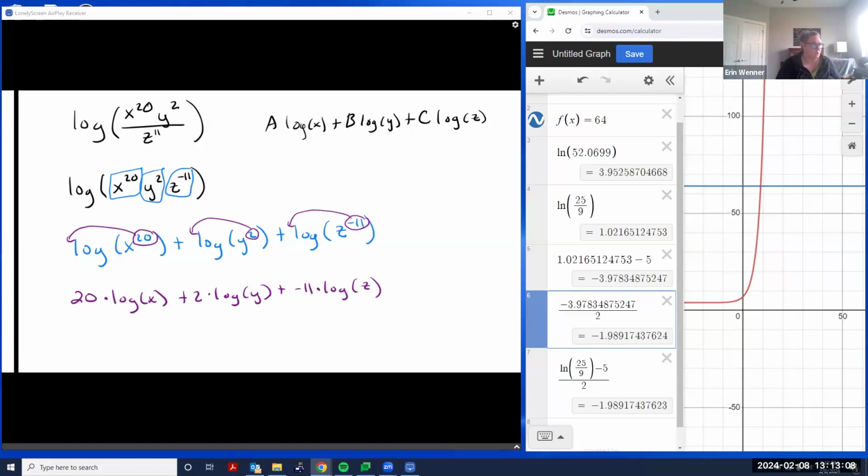Okay, so they had wanted you to write it in this way, and then they said, okay, identify what A, B, and C are. A is 20, B is 2, and C is negative 11, right? Because those are the values that are in front of the logs, because they were the exponents that we brought down when we broke it apart.